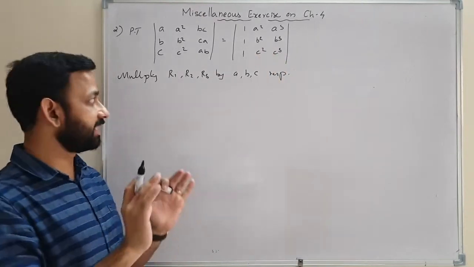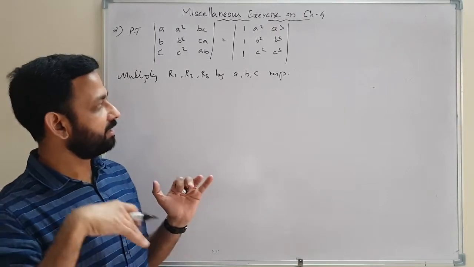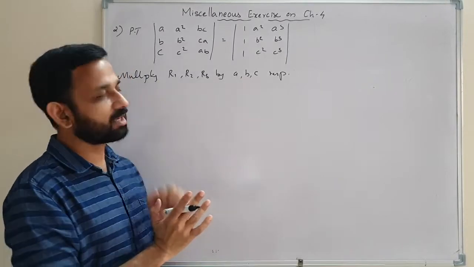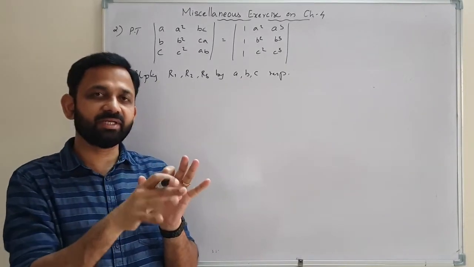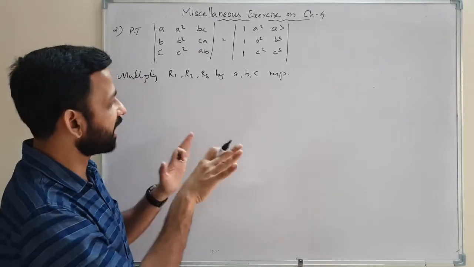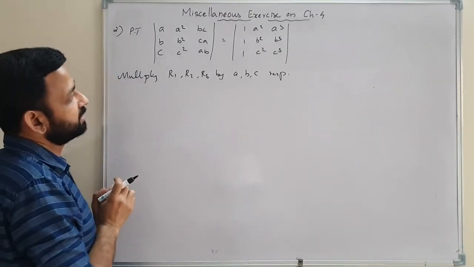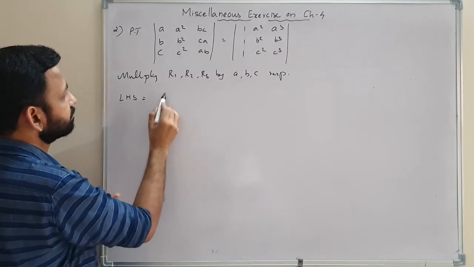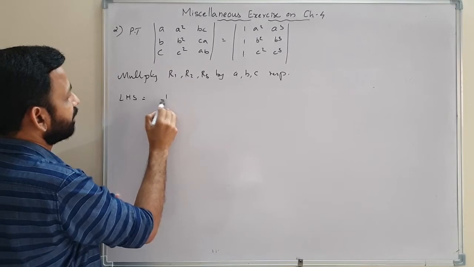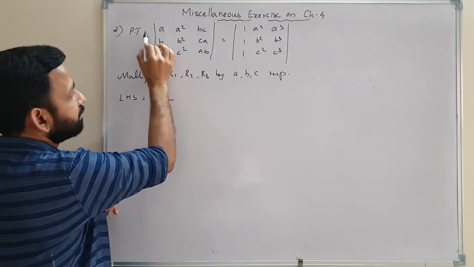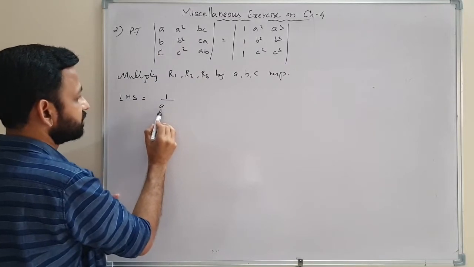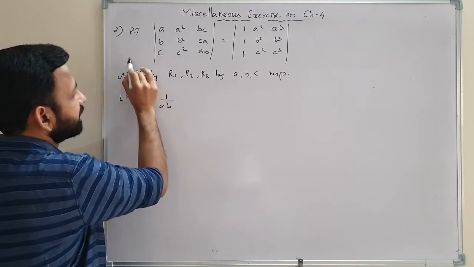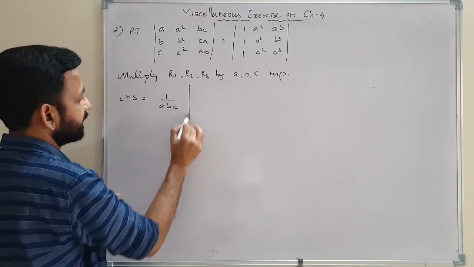When we multiply any one row or any one column of a determinant by a scalar quantity, we have to take that scalar quantity outside in the denominator. Otherwise the value of the determinant will be changed. So LHS equal to 1 upon, we are going to multiply first row by A, so we will keep A outside in the denominator, 1 upon A. Second row by B, so write B in the denominator. Third row by C, write C in the denominator.